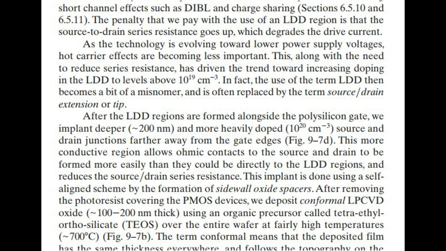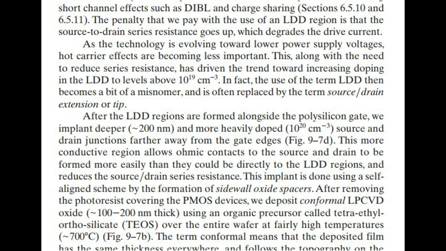After the lightly doped drain regions are formed alongside the polysilicon gate, we implant deeper, 200 nanometers, and more heavily doped, 100,000 quadrillion per cubic centimeter, source and drain junctions farther away from the gate edges, Fig 9.7d. This more conductive region allows ohmic contacts to the source and drain to be formed more easily than they could be directly to the lightly doped drain regions, and reduces the source-drain series resistance. This implant is done using a self-aligned scheme by the formation of sidewall oxide spacers.